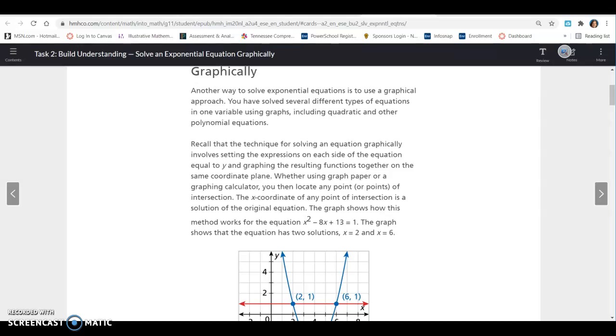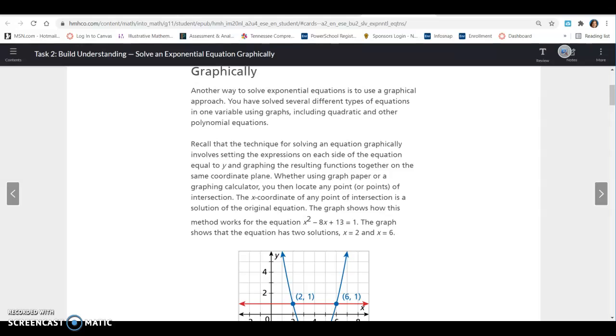Recall that the technique for solving an equation graphically involves setting the expressions on each side of the equation equal to y and graphing the resulting functions together on the same coordinate plane. Whether using graph paper or a graphing calculator, you then locate any point or points of intersection. The x-coordinate of any point of intersection is a solution of the original equation.